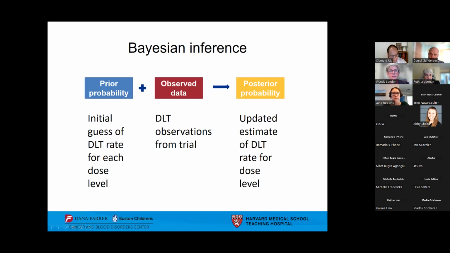So designs like the continual reassessment method, the CRM, make use of Bayesian inference. And this is a nice way to include the educated guesses of the investigator in specifying the prior probability. So the investigator specifies what the chance is of a DLT at each dose level. And then we conduct the trial and observe some data about the patients at the dose levels. And the model combines the prior plus the observed data and calculates the posterior probability. And these are updated estimates for, at each dose level, what the DLT rate is for that dose level. Next.